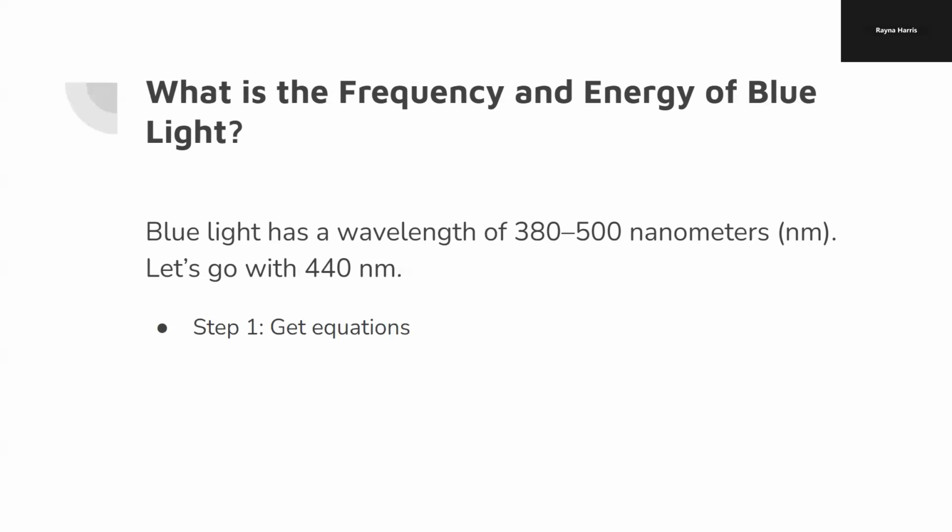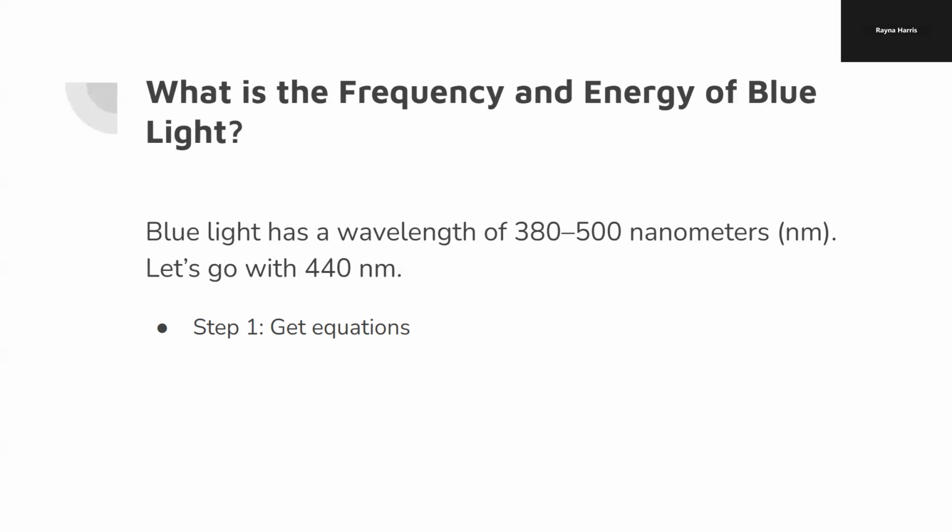Okay, so how would we solve this problem? The speed of light equals the wavelength times the frequency: 2.998 times 10 to the 8 equals 440 nanometers times v. Awesome. So start out, get your equations.